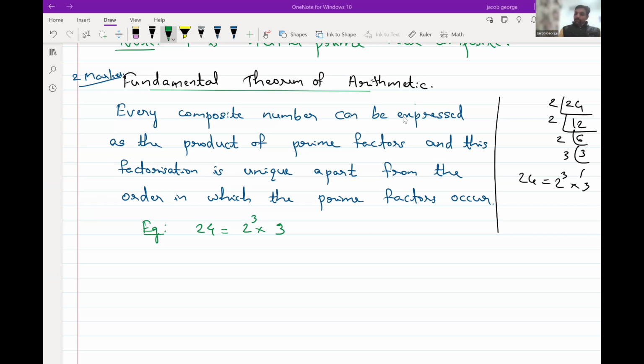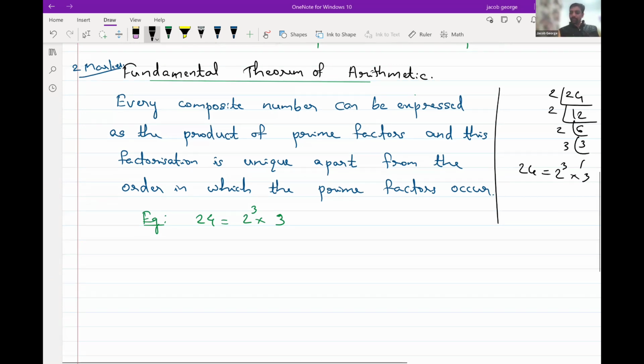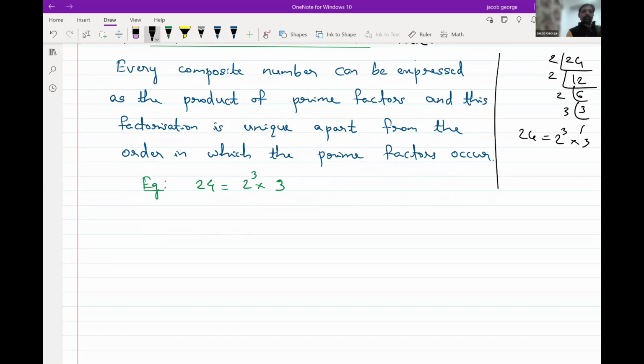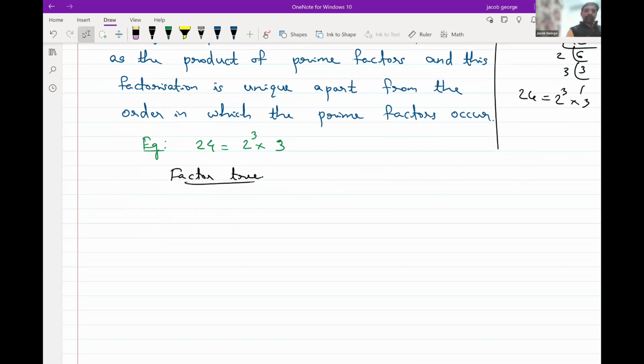Now we are going to do some questions based on this prime factorization. A factor tree also I have seen in some question papers. In small classes, you have studied a factor tree. The same factorization we can represent in the form of a factor tree. The same example I'm going to write in the form of a factor tree.